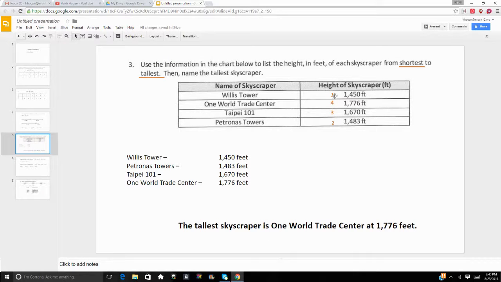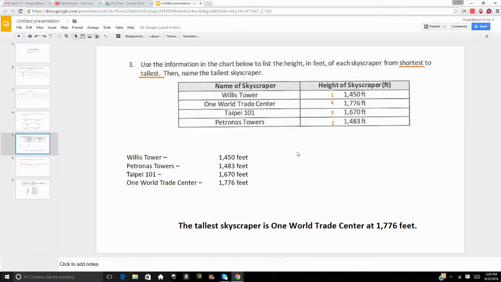So I put a 1 there just for my own brain, so I would know that's the shortest. And then we know that this is the next shortest because they were both 1,400. And we have 2 left. And we have a 7 in the hundreds place and a 6 in the hundreds place. Well, a 6 is less than 7, so that's the third tallest and the fourth tallest.